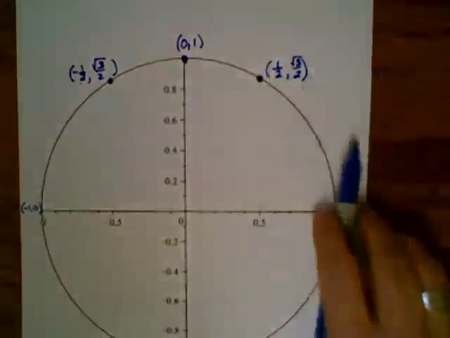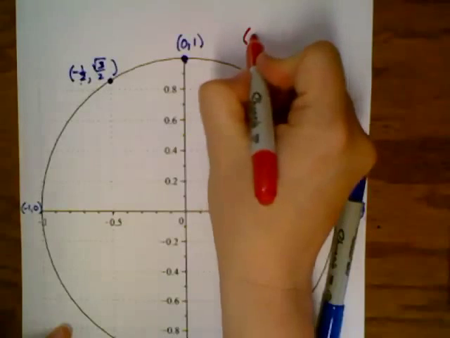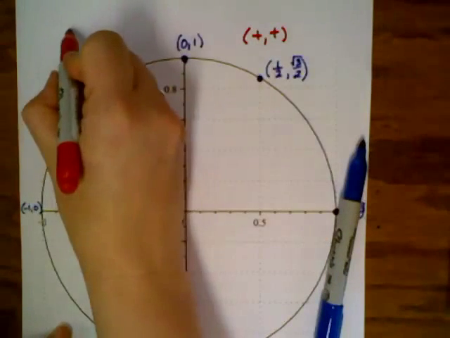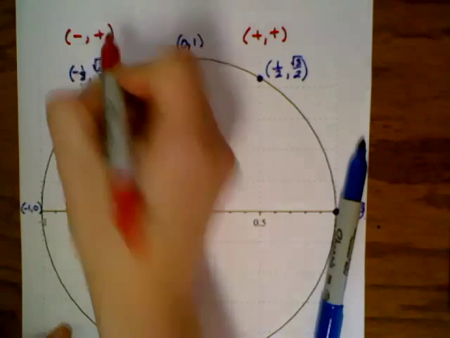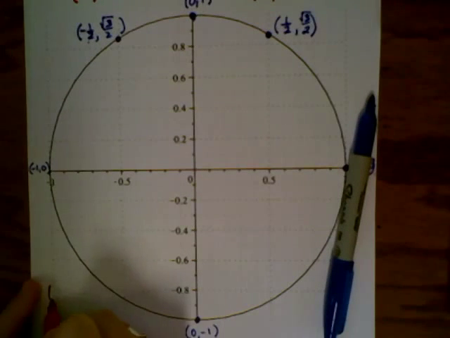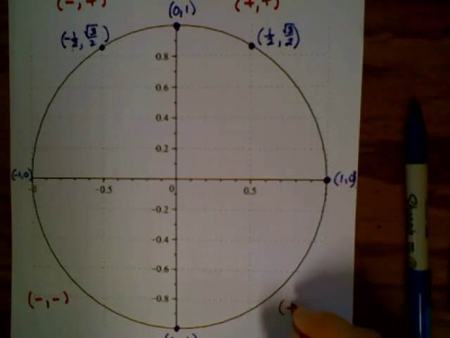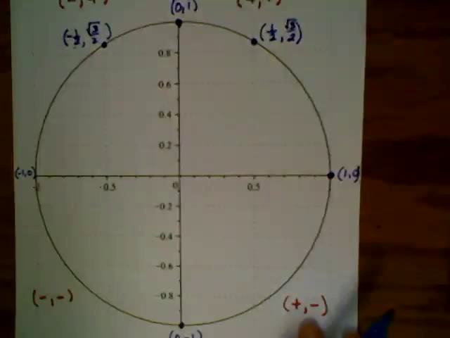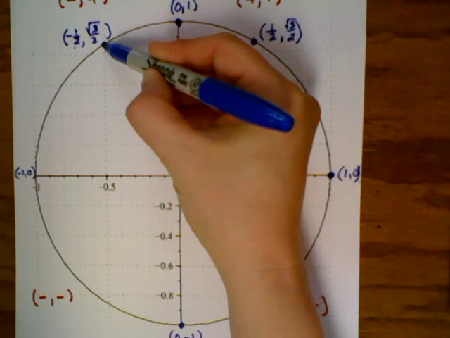Okay, now remember the signs of the x and y values in each quadrant. Quadrant 1, positive, positive. Quadrant 2, negative, positive. Quadrant 3, negative, negative. And quadrant 4, positive, negative. And that'll just assist us when we do some more reflections.